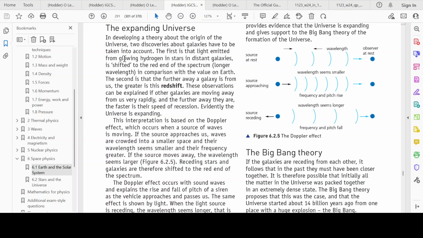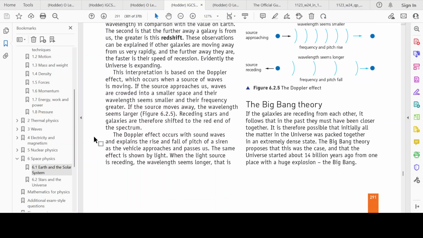So the light emitted from glowing hydrogen in stars in distant galaxies, why are they appearing red? That tells us the whole point, that the universe is expanding. Everything is moving away, the distance is becoming larger and larger. So these observations can be explained if galaxies are moving away from us very rapidly, not slowly. The further away they are, the faster their speed, so the further they are, the faster they're moving further away. And so this tells us that the universe is expanding, and its rate of expansion is also increasing with time. So the more it's expanding, the faster it's getting in its expansion.